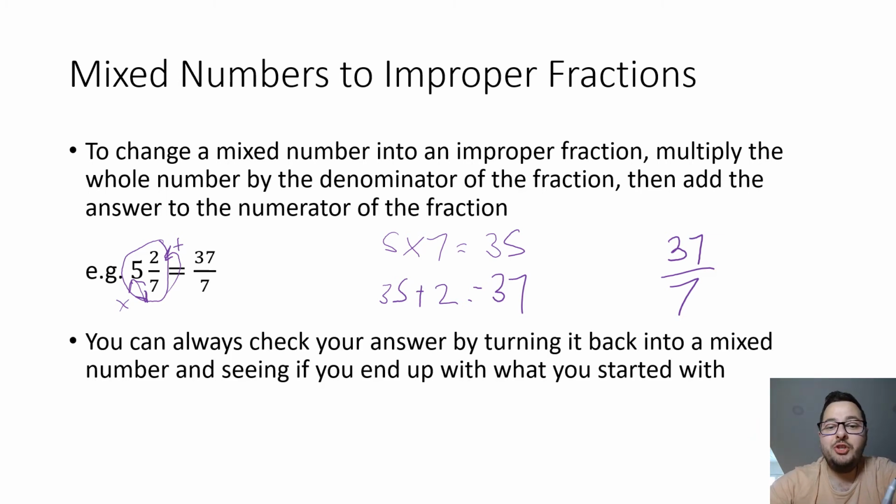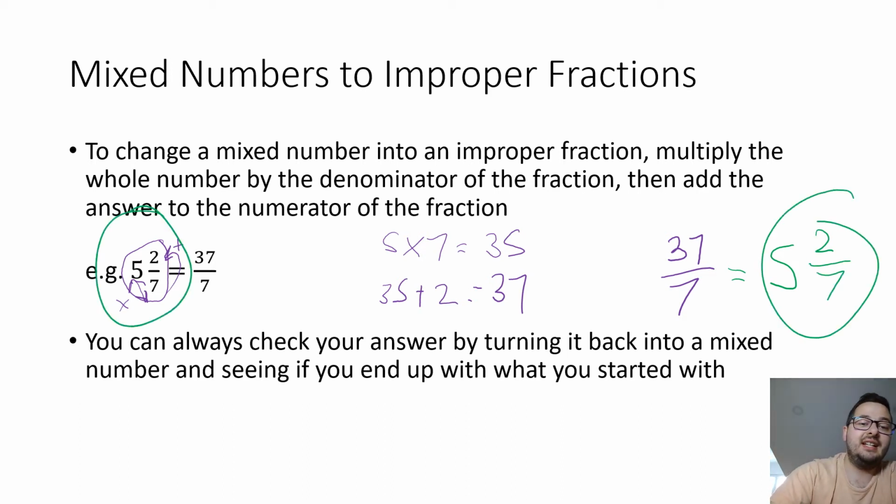Okay, and then you can always check your answer by turning it back into a mixed number and seeing if you end up with what you started with. So for instance, 37 divided by 7, well, 5 7's are 35, and then to get to 37, you've got 2 left, so 5 and 2/7, and this is exactly what we started with.